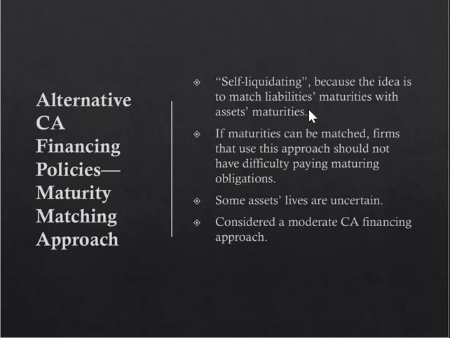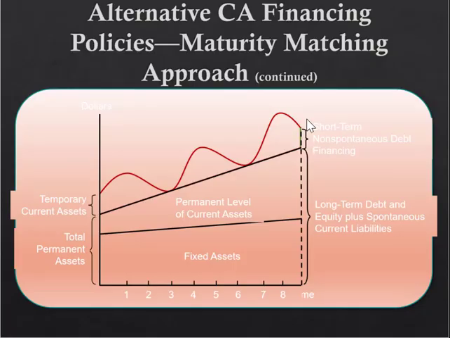If maturities can be matched, firms using this approach should not have any difficulty paying maturing obligations. And some assets' lives are uncertain. So some of the assets around inventory and accounts receivable are going to be uncertain, so it's sometimes going to be difficult to time that. And it's considered a moderate or mid-level current asset financing approach. And here it is graphically.